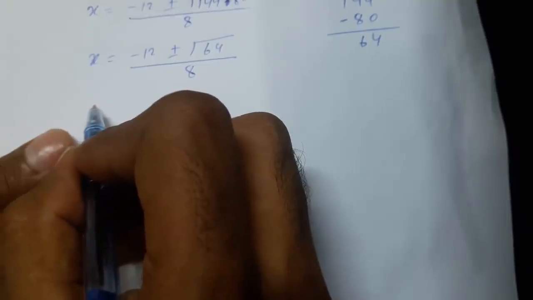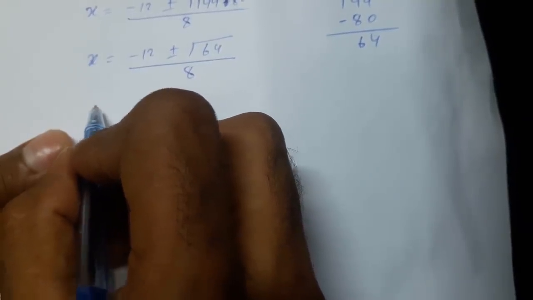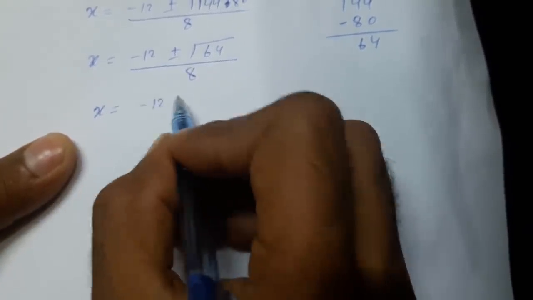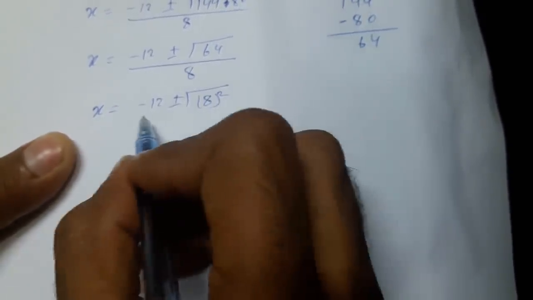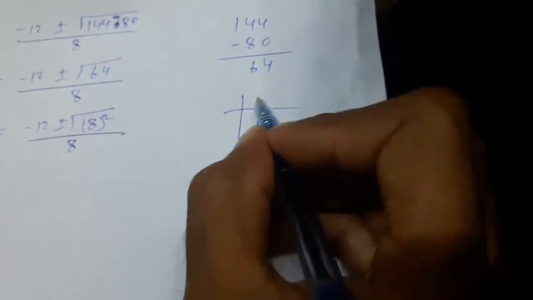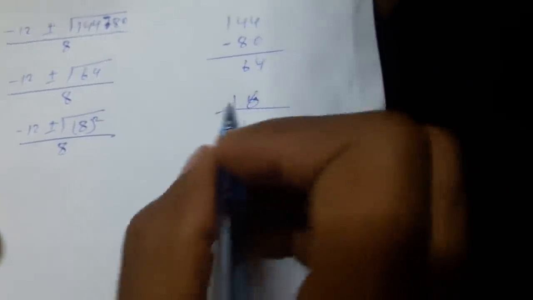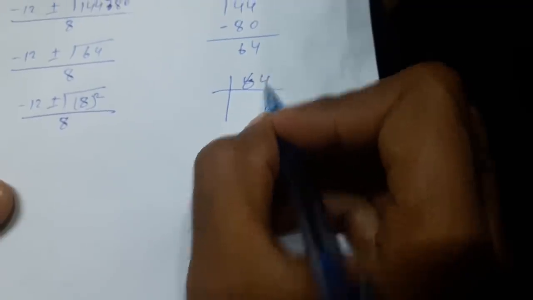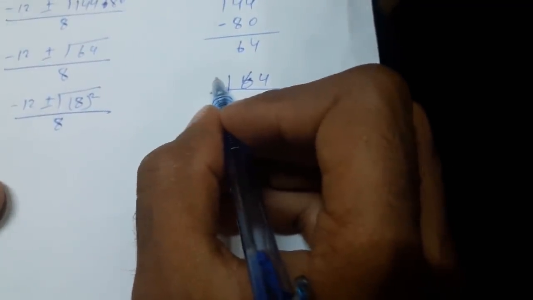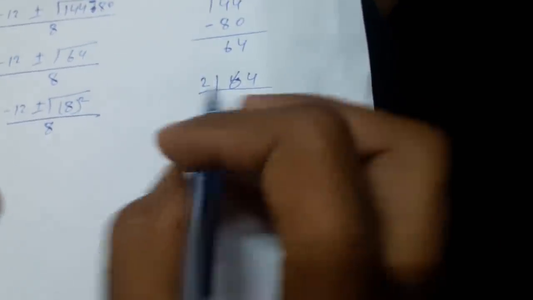Okay, we will move on. We have to know the square root of 64. So x is equal to minus 12 plus minus square root of 8 squared, divided by 8. You can check here 64. You should know how we take the square root. So 64, here we are solving this one. Divide by 2, no problem.